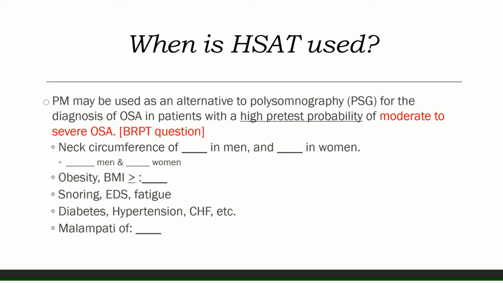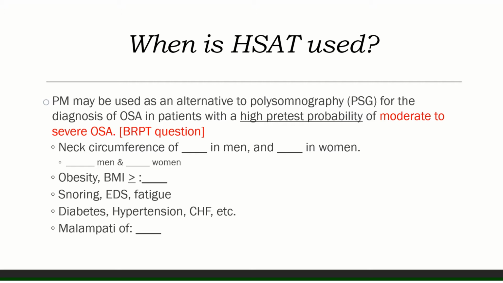Obesity, which means a body mass index of at least a certain amount. If this patient snores, if this patient has excessive daytime sleepiness, if this patient is fatigued, if this patient has diabetes, hypertension, congestive heart failure, or if they have a certain Mallampati score, along with all of these other things, then more than likely it's okay for the patient to have a Hsat device at home or a portable monitoring device at home.